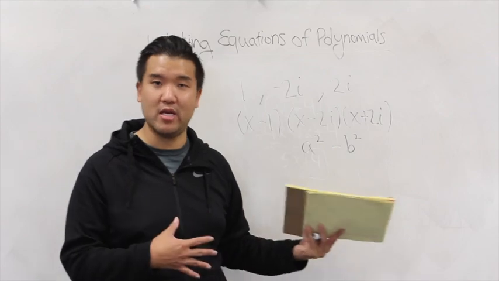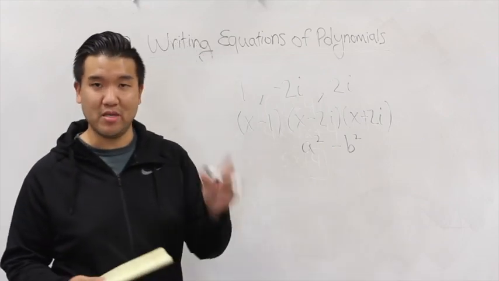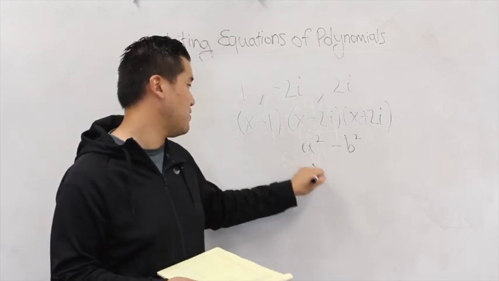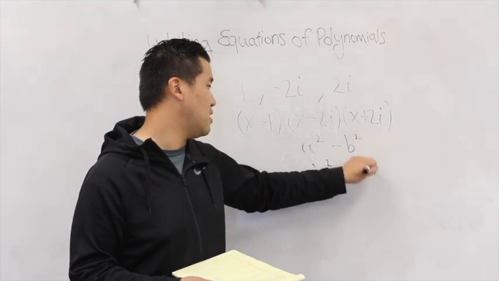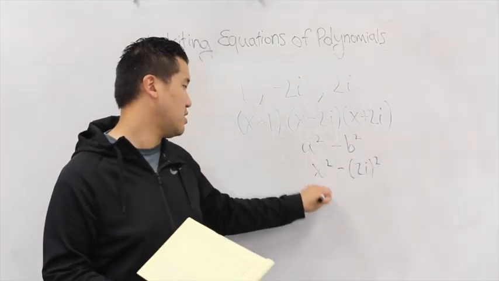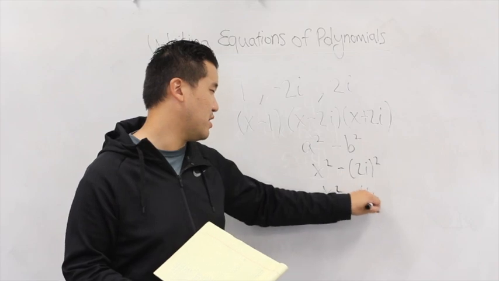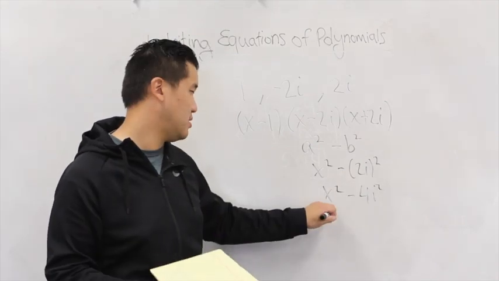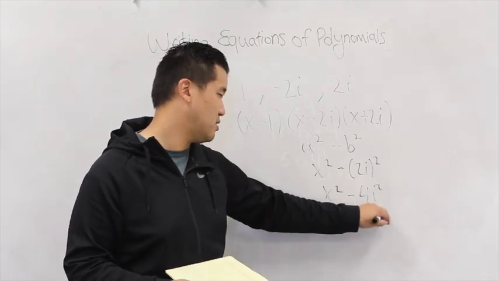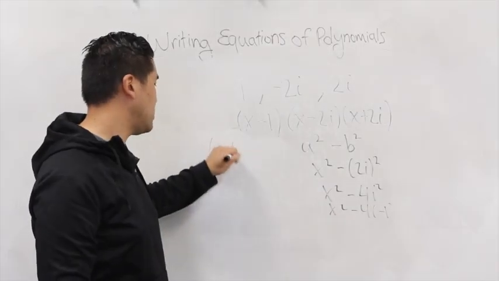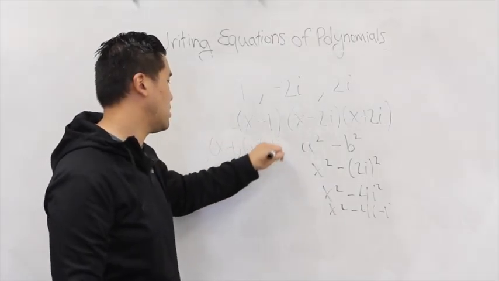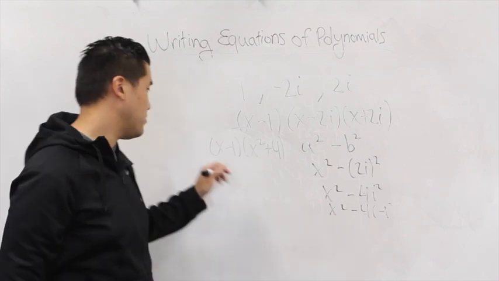If you want to memorize that, it helps. If you don't, you'll see that the middle two guys cancel out. So you technically have x squared minus 2i quantity squared, which is x squared minus 4i squared. What is i squared again? Good. -1. So we have x minus 1 and we have x squared plus 4 from here. And then we've got to FOIL this out.